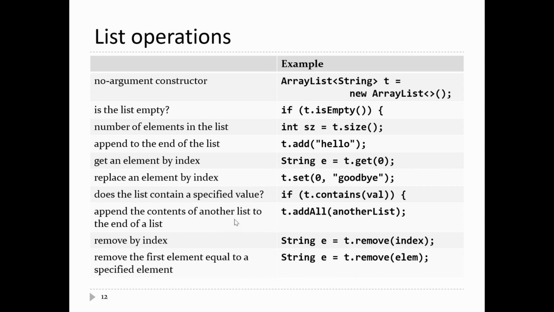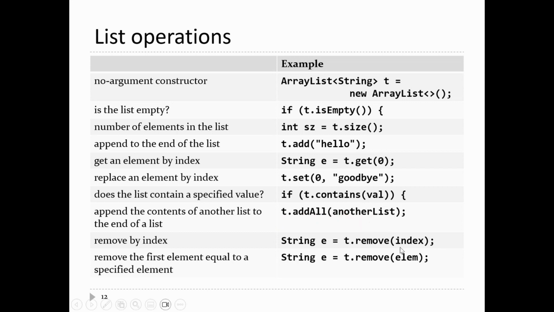If you have a list and you want to add all the elements of a list to another list, that's addAll. So if you have another list that has some values in it, and I'd like to add all of the values in that other list to t, then t.addAll(another list) will do the job for you.